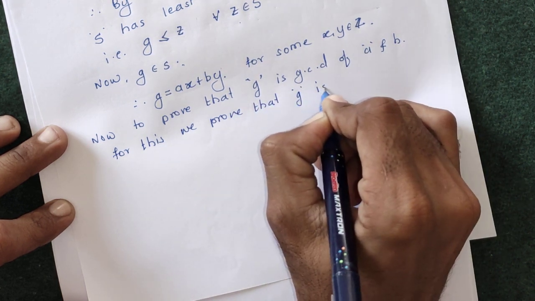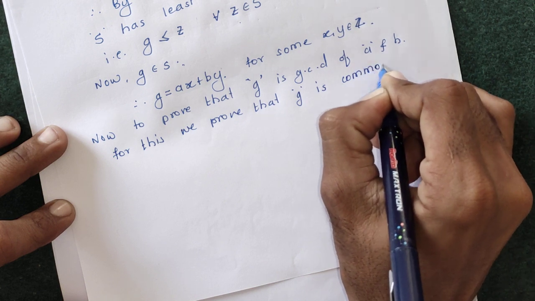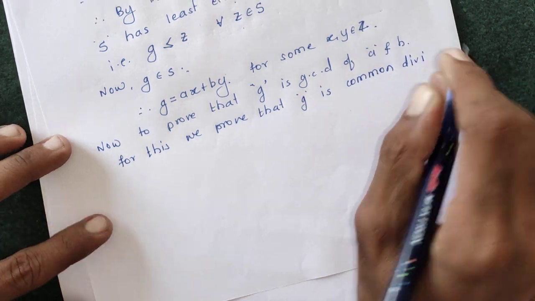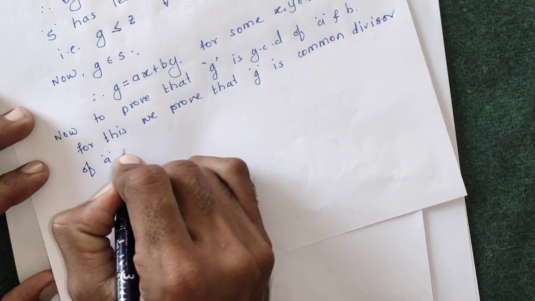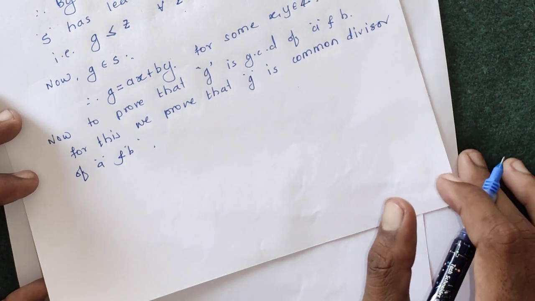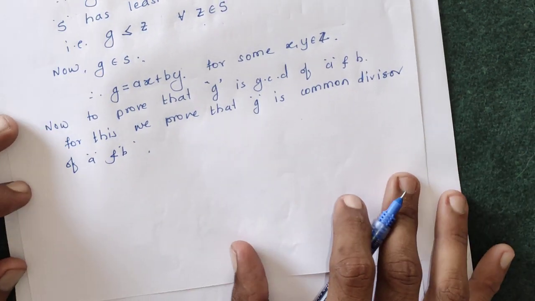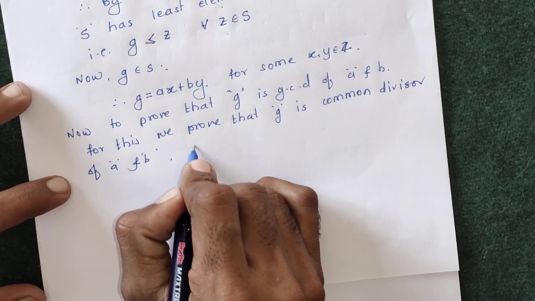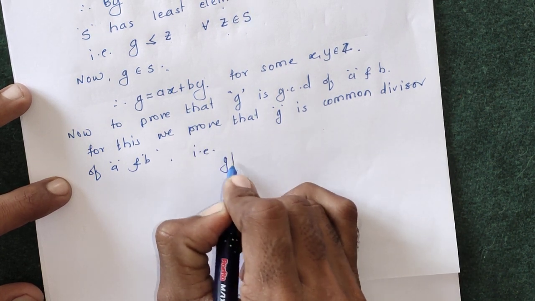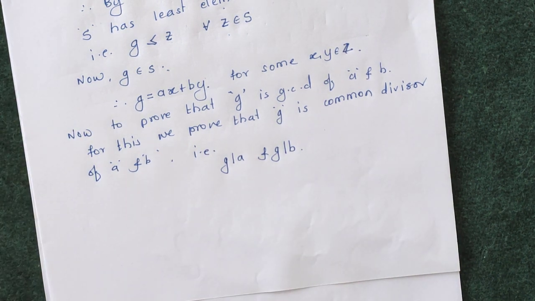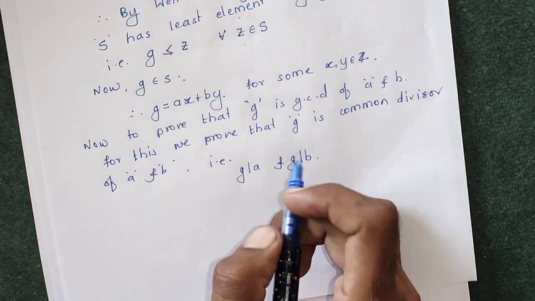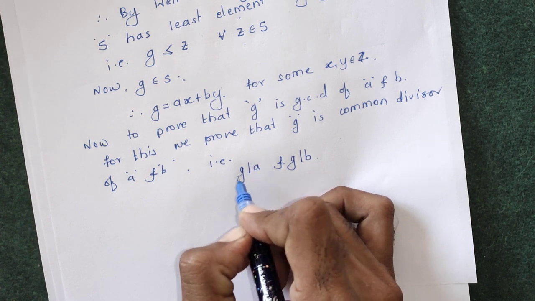G is a common divisor of a and b. That is, G divides a and G divides b. We have to prove that G divides a and G divides b. Now first of all we are going to prove that G divides a.